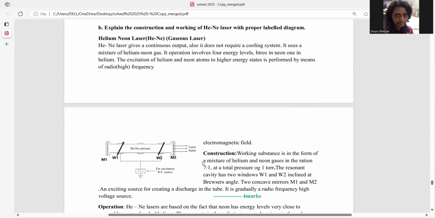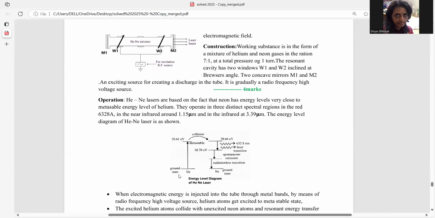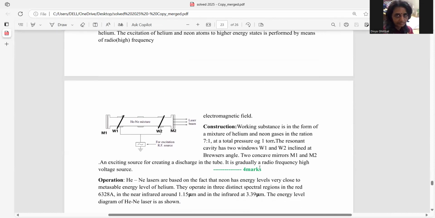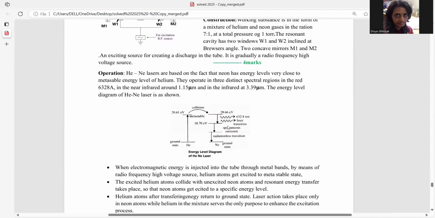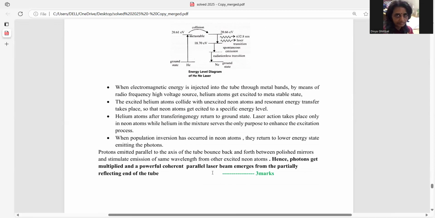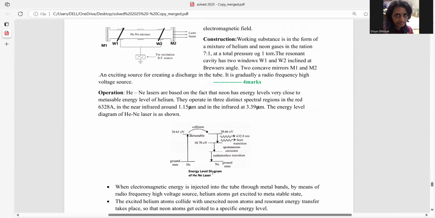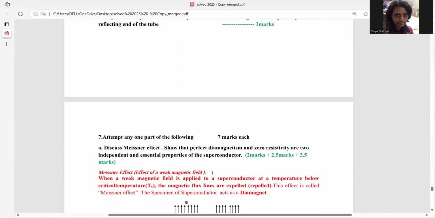Helium neon laser, so that means next year it should be ruby laser. Helium neon laser, gaseous laser, once again a good labeled diagram. And then the construction part and the diagram part, 4 marks. The energy level part carries the rest of the marks. So 4 and 3, I believe, will fetch you your full marks for helium neon laser.